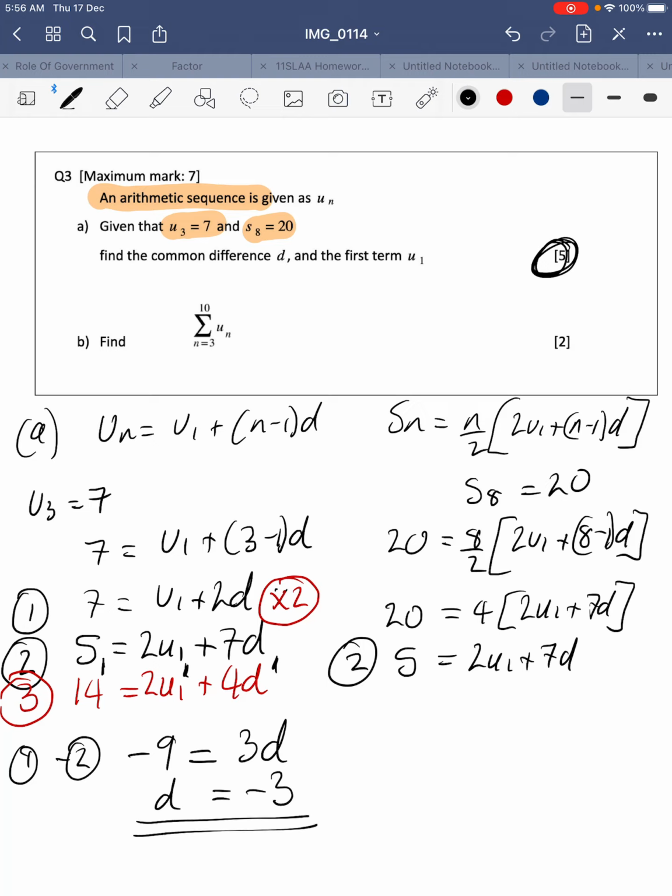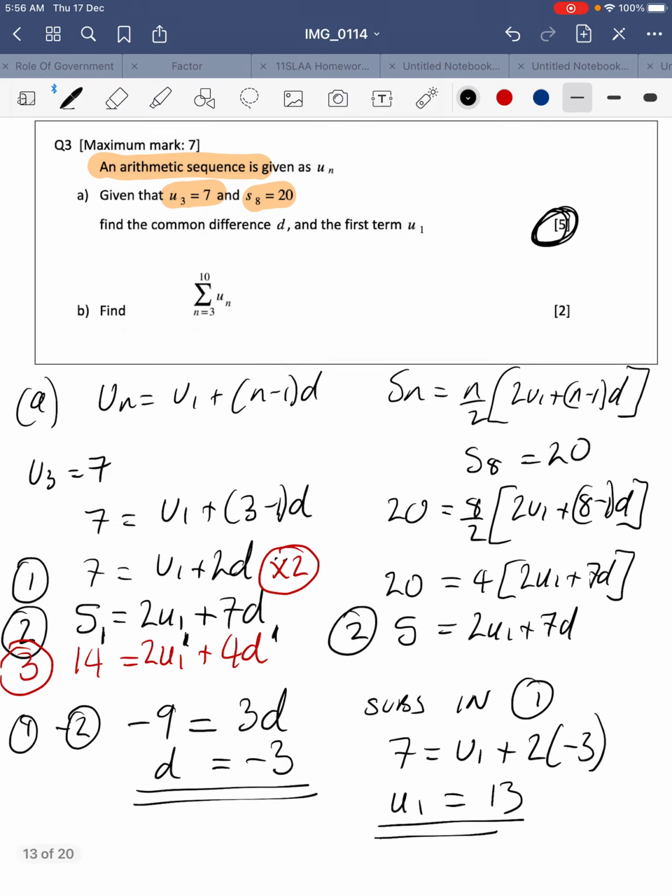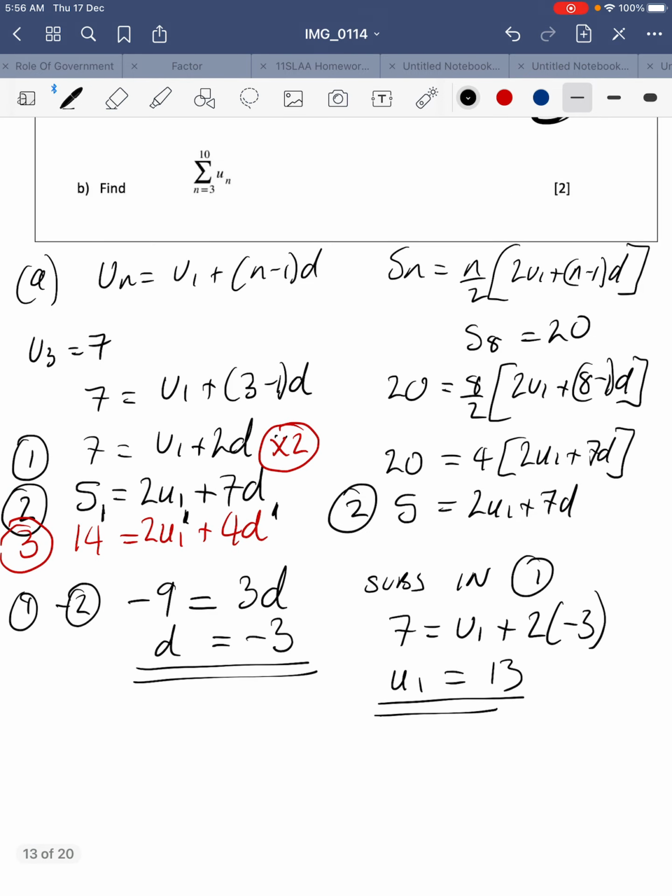Okay, once I've found d here, I need to substitute into equation 1 or 2 to find u of 1. And so let's do that. We'll do subs in 1. We've got 7 equals u1 plus 2 times negative 3. That gives us u1 equals 13. And let's not finish there. Let's just actually write out the first few terms.